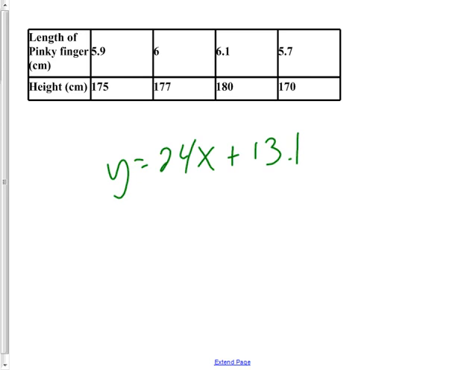Let's say I told you that the person was 200 centimeters tall. One more piece of data here. How long would their pinky be was the question. Okay, if you're having trouble entering this, please come up here and ask me. Or raise your hand.